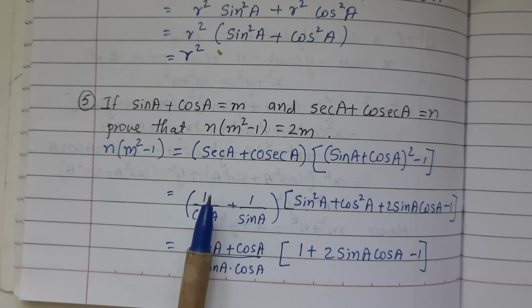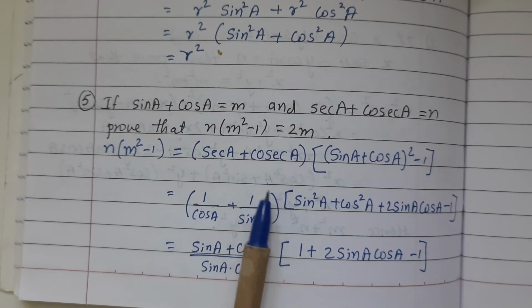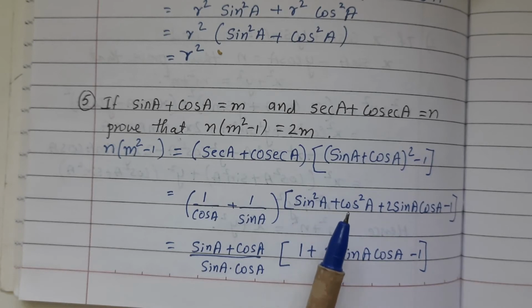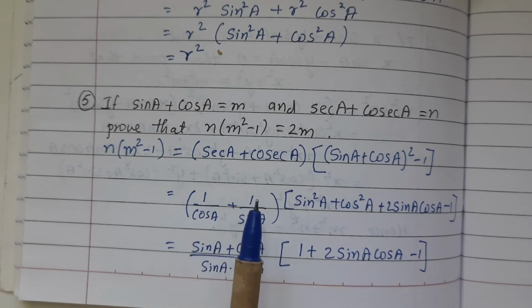Sec A is 1 upon cos A. Cosec A is 1 upon sin A. Open the bracket. Sin square A plus cos square A plus 2 sin A cos A minus 1. Sin square A plus cos square A is 1. And your LCM is sin A cos A. So this multiply and divide by sin A. This term multiply and divide by cos A.